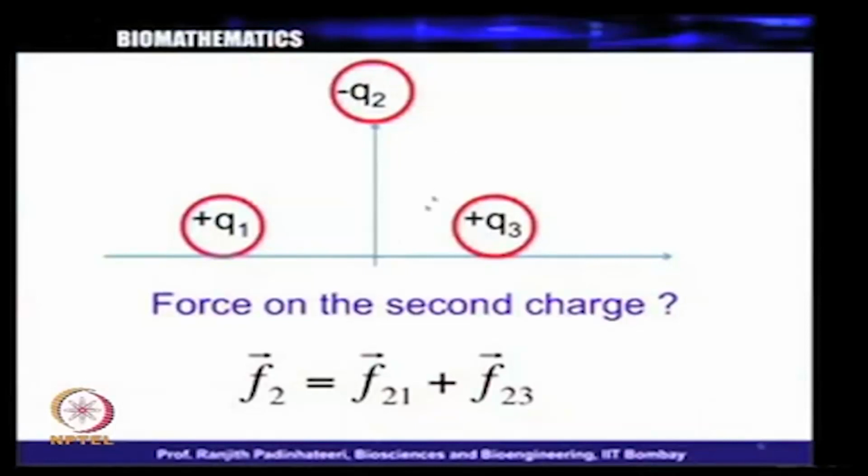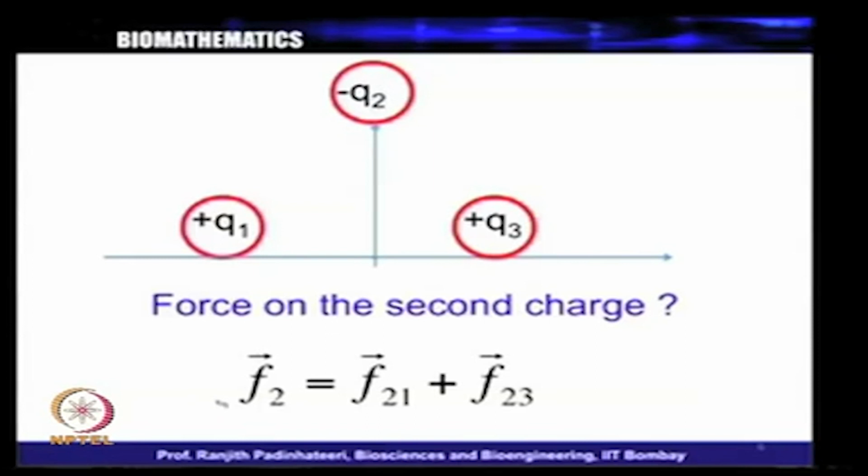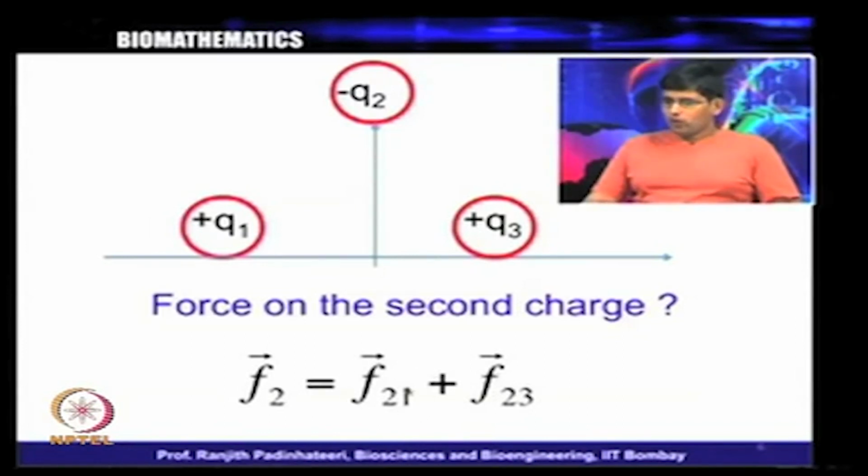Now, we have to calculate the force. So, again let us go back to the question. Here, if you look at the slide, the question we want to ask is: what is the force on the second charge? The force on the second charge F2 is F21 plus F23. What is F21? F21 is the force on the second charge due to the first charge. So, the first charge will try to attract this with some force. So, that is this F21.